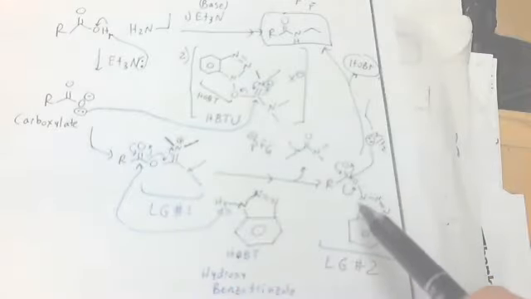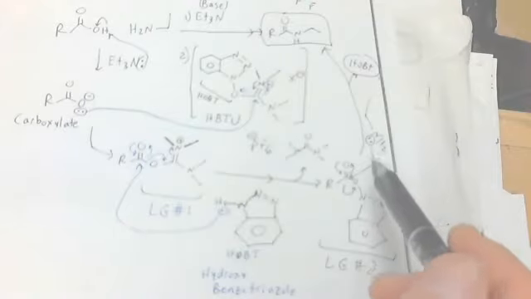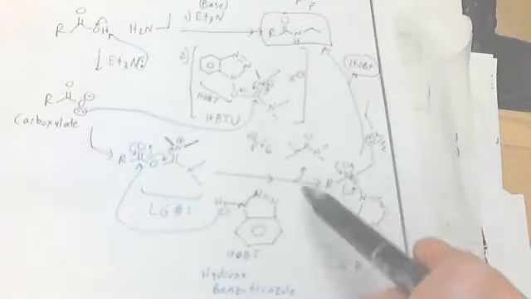Okay, so that's the overall process for this thing called a uranium-mediated coupling. Okay, and these are very common in peptide synthesis. And by doing this leaving group 1, leaving group 2 business, it actually makes a very stable reaction. It avoids some byproducts and problems that the carbodiimides sometimes cause. All right, so this is a very, very popular method used in peptide synthesis.